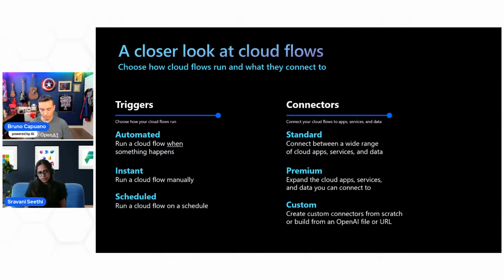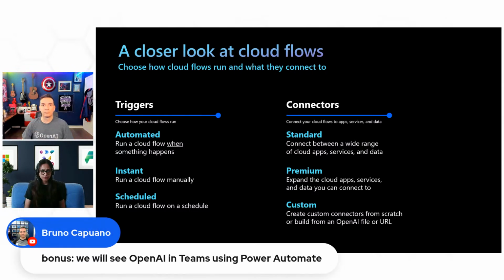So since we're going to talk a lot about cloud flows today, just a very brief overview of a cloud flow. You have a trigger for the cloud flow to start executing everything within it. And then you have actions which are defined by the connectors you're going to use within your flow. Within your triggers, there's 3 types of triggers: automated, instant, and scheduled.